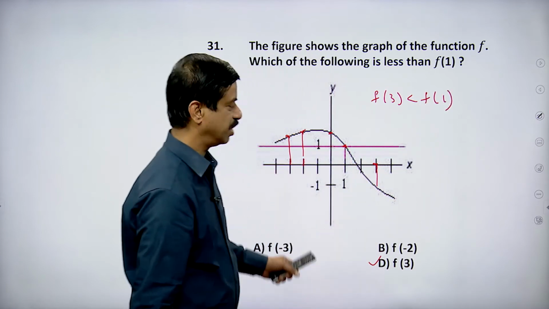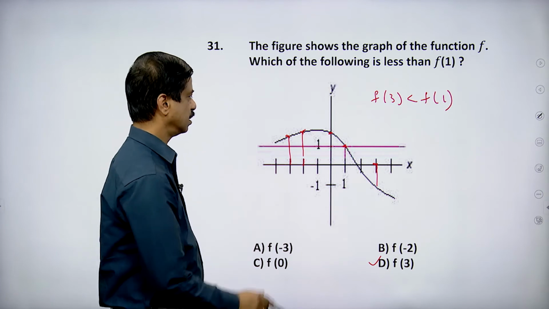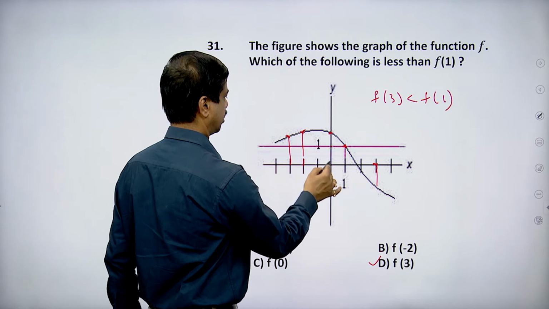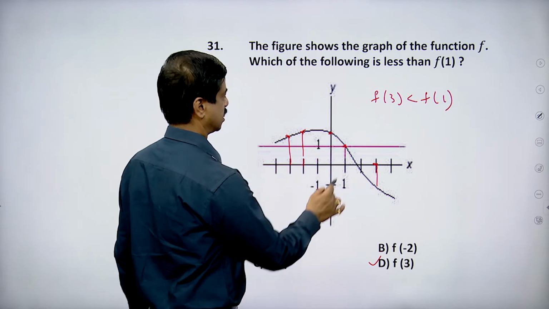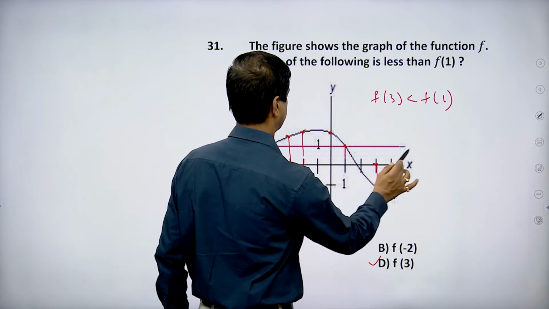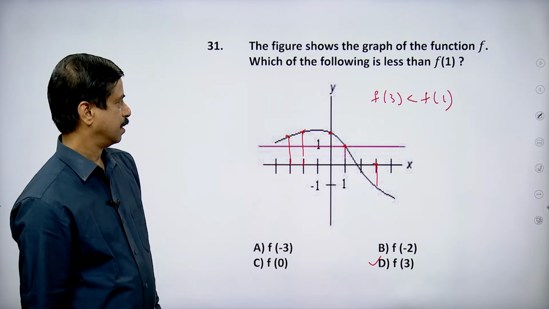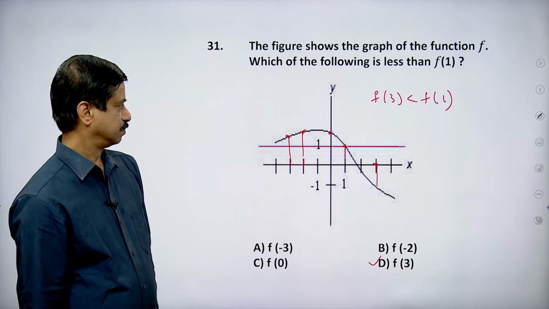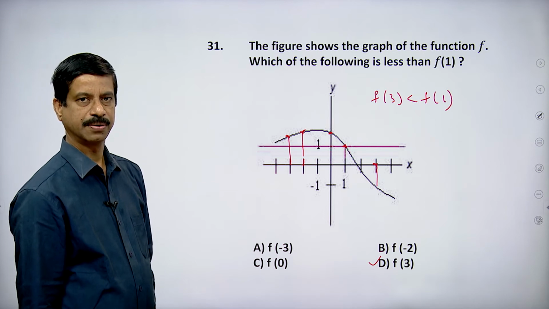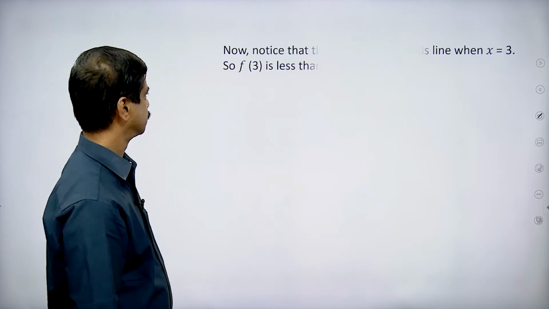So, see children how easy it is to identify if graphs are given. F of minus 3 greater than f of 1, f of minus 2 greater than f of 1, f of 0 is greater than f of 1, and this line f of 1 is 1, y is 1 isn't it, like that. Okay. Have you copied it? Yeah, let us go to the next question.